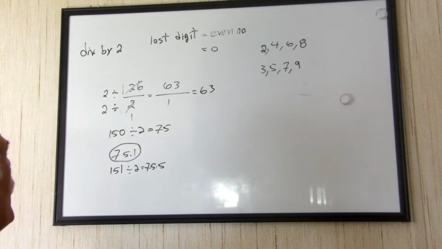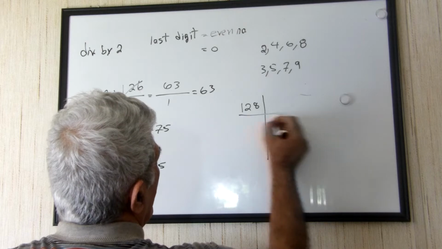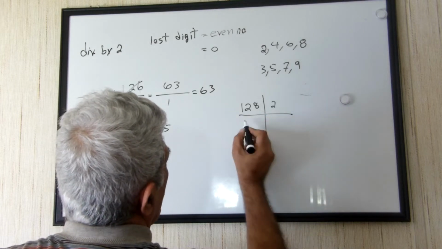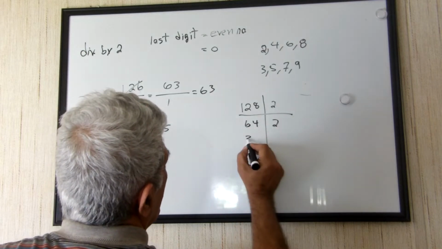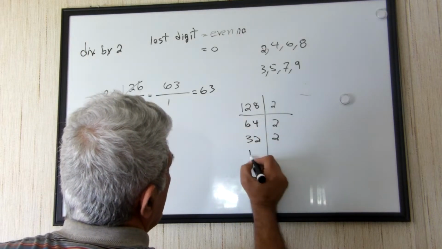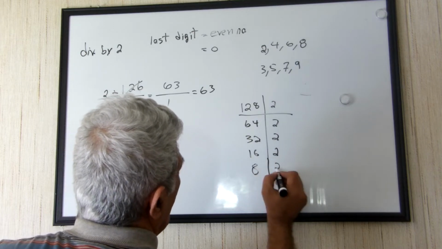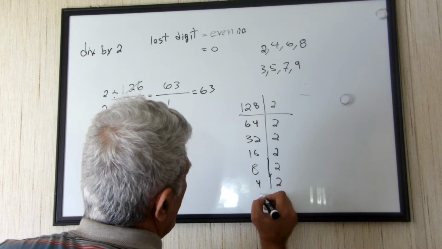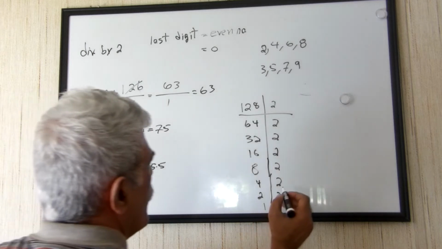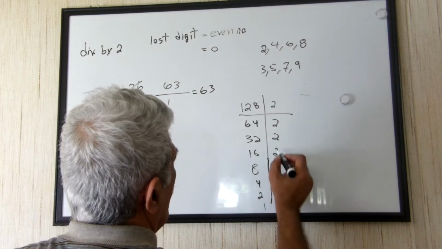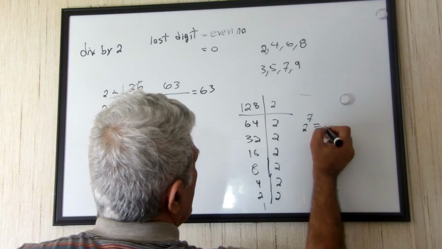Okay, now we learned what numbers. Like if you say 128, you want to break it down. Divided by 2 is 64, divided by 2 is 32, divided by 2 is 16, divided by 2 is 8, divided by 2 is 4, divided by 2 is 2, and divided by 2 is 1. So actually, 1, 2, 3, 4, 5, 6, 7 means 2 to the power of 7 is equal to 128.